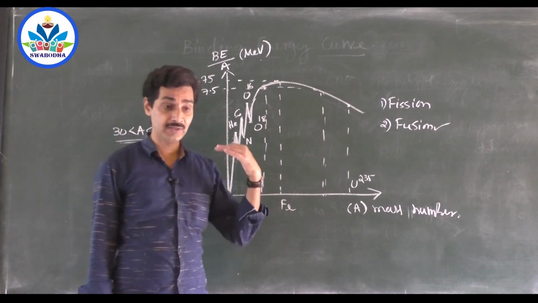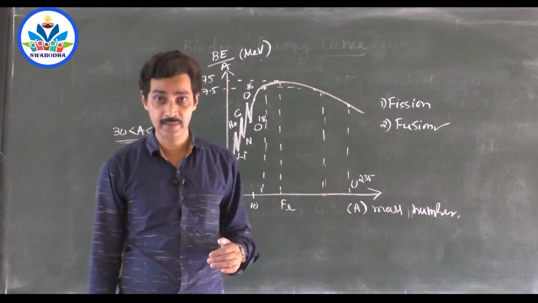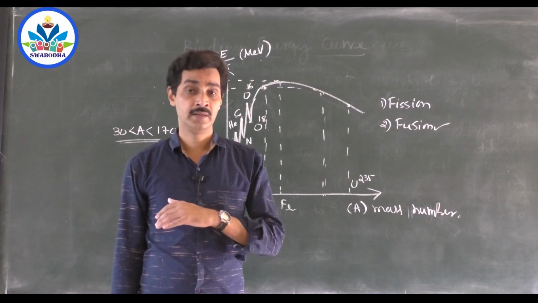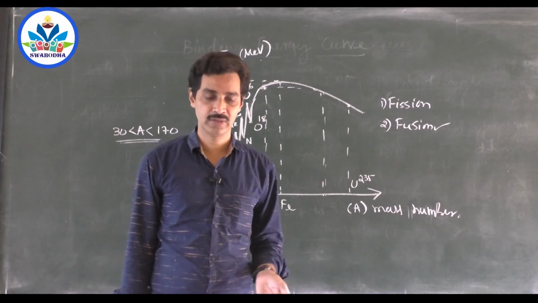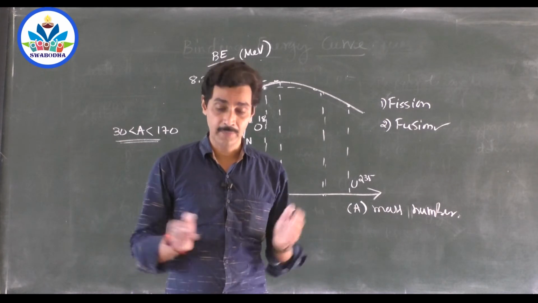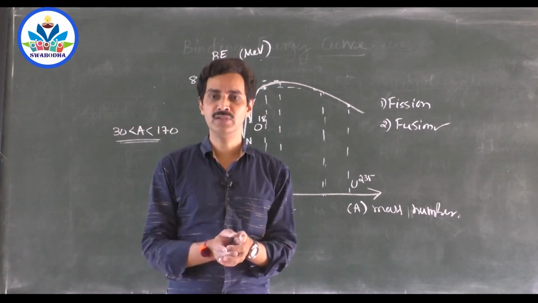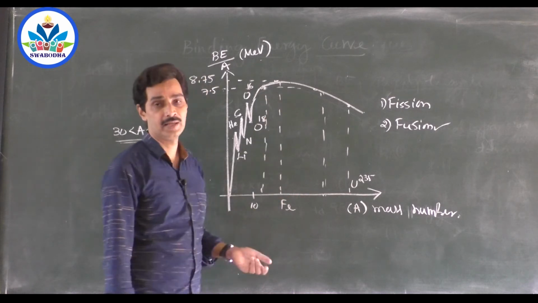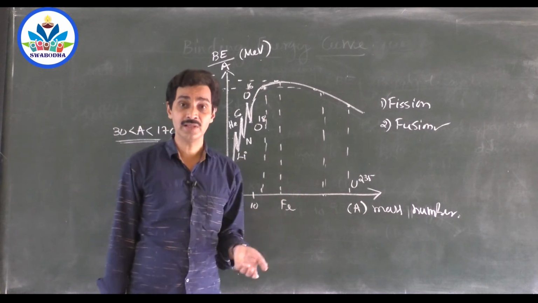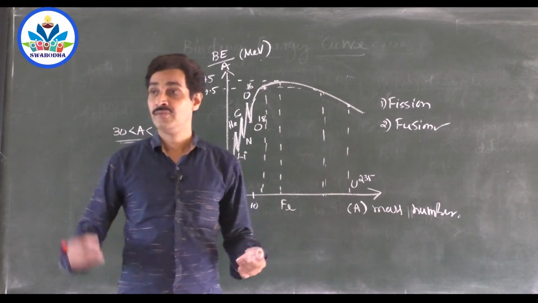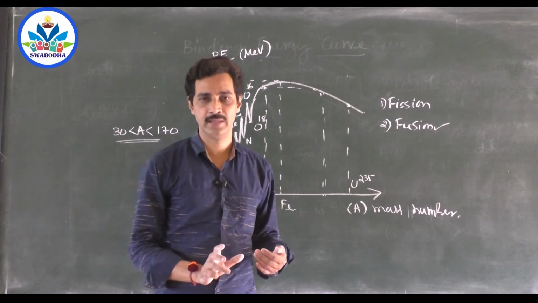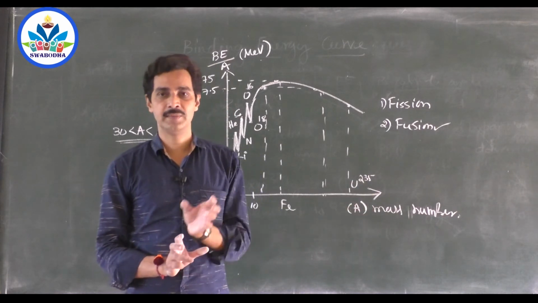So elements having very less mass number are unstable, their nuclei are unstable, and they have less binding energy per nucleon. In nature, what happens is they combine together and become a heavier nucleus, and that lies here again, so their binding energy per nucleon will be more. So fusion gives a stable nucleus. Fission gives a stable nucleus. Heavy elements undergo fission and become stable. Lighter nuclei combine together and become stable.